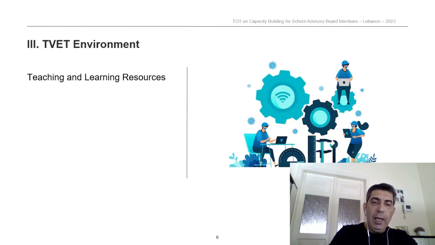The availability and quality of teaching and learning resources in Lebanese centers includes the following: textbooks and reference materials, online resources, multimedia materials, practical training materials, industry based case studies, equipment and tools, workshops and practical sessions, group projects and collaborative learning, industry partnerships, simulators and virtual labs, peer learning and mentoring.